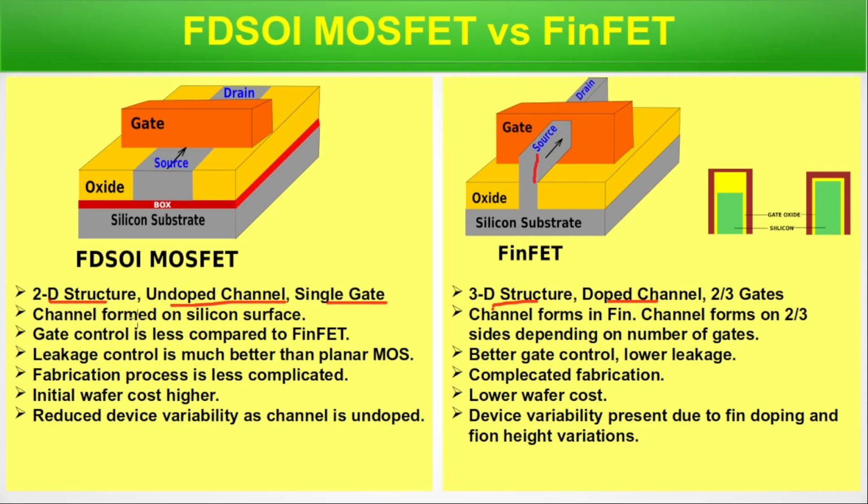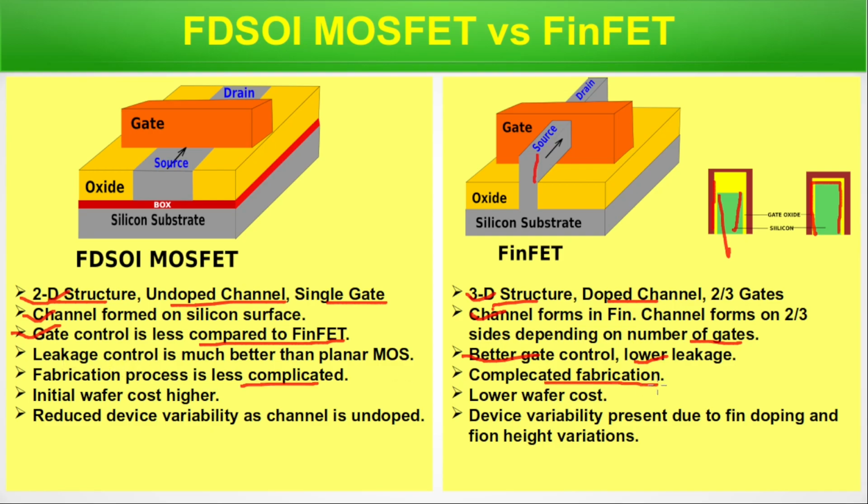In FDSOI, the channel is formed on the silicon surface. Here, the channel forms in the fin. The channel forms on 2 or 3 sides depending on the number of gates. Here, 2 sides. Here, 3 sides. FDSOI has a single gate, so gate control is less compared to FinFET. In FinFET, gate control is better and leakage is lower. The FDSOI fabrication process is less complicated.